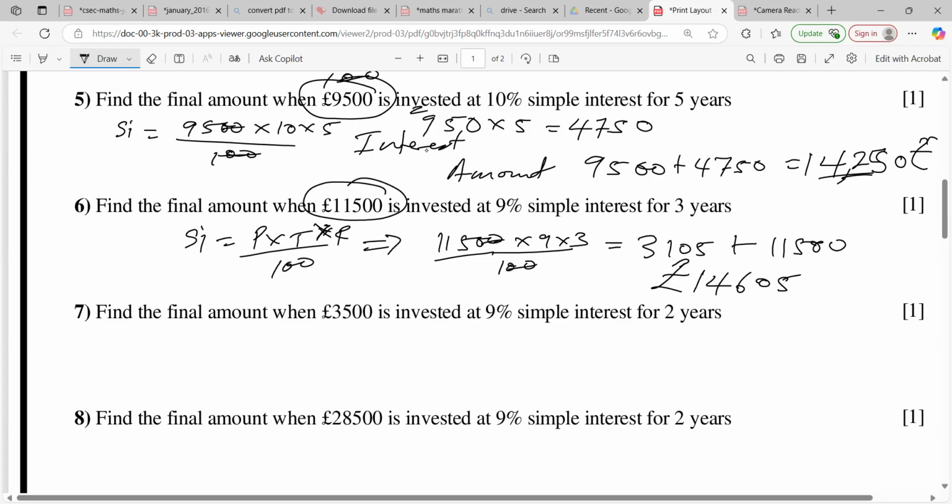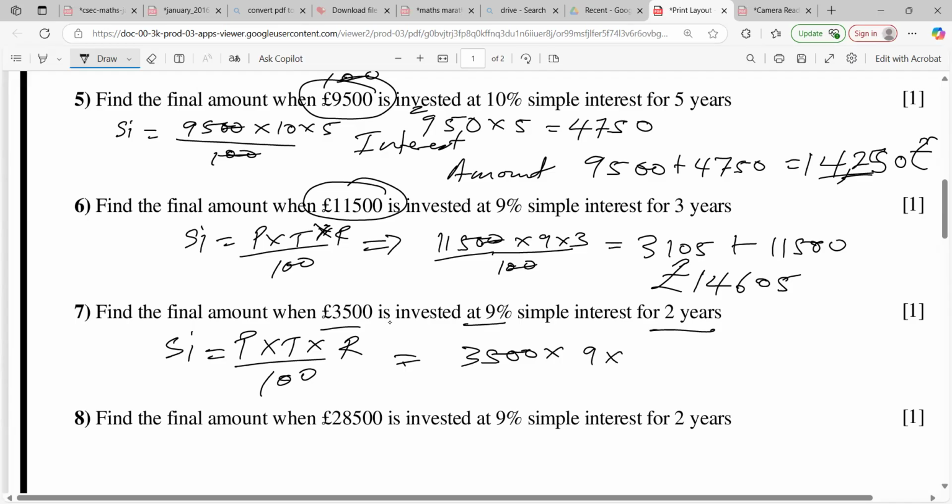Alright. This one says find the final amount when 3,500 is invested at 9% simple interest for 2 years. So the simple interest is P times R times T over 100. Alright, so it's 3,500 times 9 times 2. Guys, remember to check if it's years or months. That's very important, right? So I'm going to multiply now. I'm going to start using my calculator.